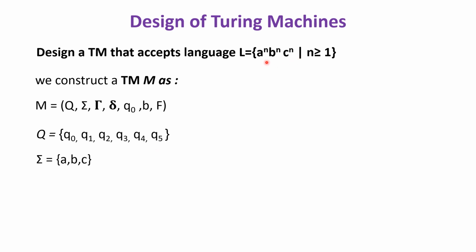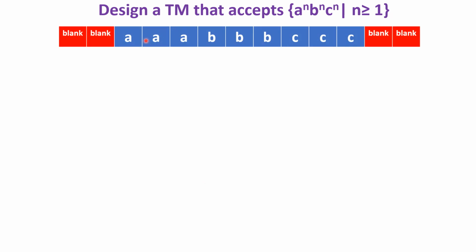Input symbols are A, B and C. Tape symbols are A, B, C and X, Y, Z. As you know, A is replaced as X, B as Y and C as Z. Initial state is Q0, blank is represented by B and Q5 is the final state. Let's design the transition diagram keeping A raised to 3, B raised to 3, C raised to 3 in the tape.